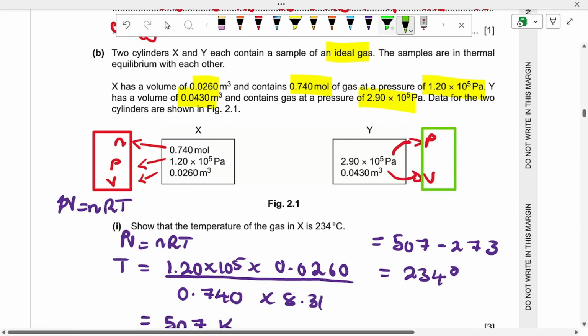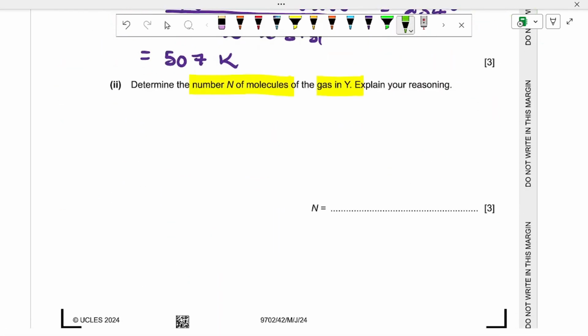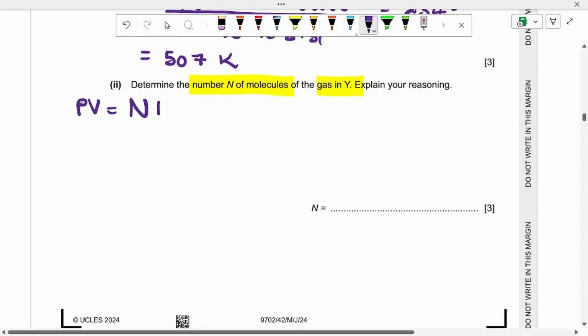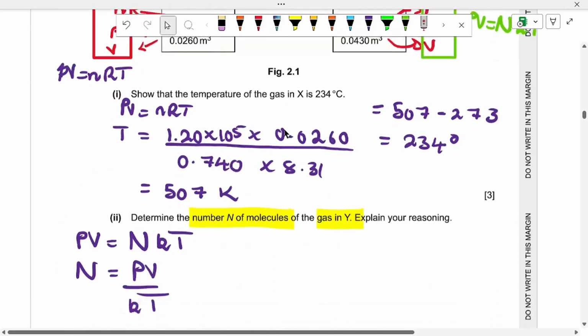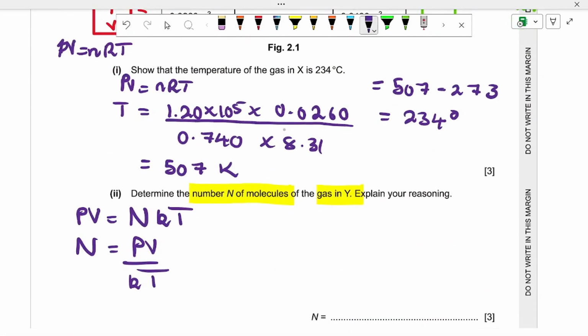Again, we have another equation: PV equals N, big N for number of molecules, times k times T. So that's what I can use. I can say PV equals big N, k, and T. So if I want to find N, it's just equal to PV divided by k multiplied by T. And remember, these two things, gas X and Y, are in thermal equilibrium. What makes me say that? I've been told that they are in thermal equilibrium. So the temperature has to be the same. There's no net transfer of energy, and they have to be at the same temperature.